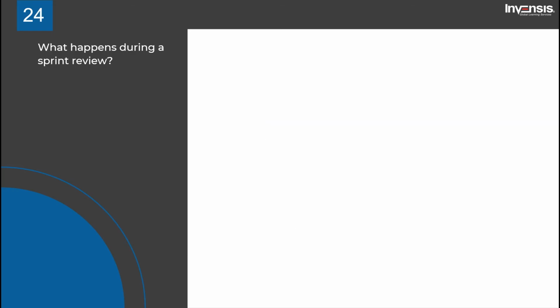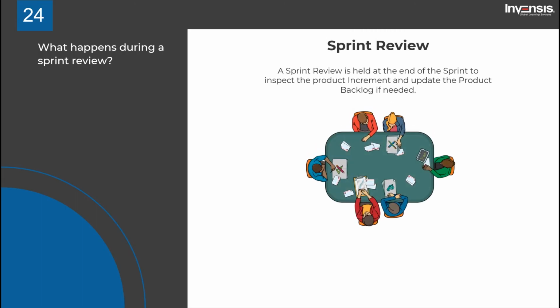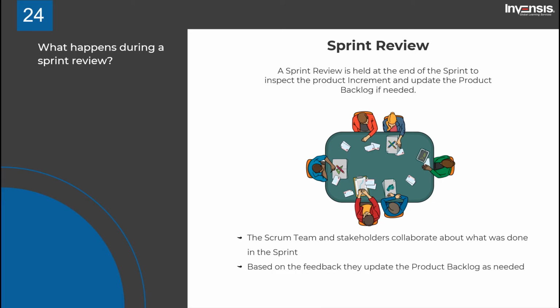Next up, we have a question that says what happens during a sprint review. A sprint review is held at the end of the sprint to inspect the product increment and update the product backlog if needed. During the sprint review, the Scrum team and stakeholders collaborate about what was done in the sprint and plan for the next sprint goal. Based on the feedback, they update the product backlog as needed.